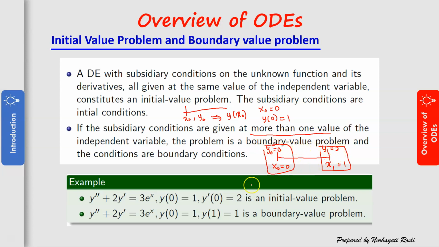In this case, we have more than one value of the independent variable, so we call the problem a boundary value problem. If you see the example, y double prime plus 2y prime equal to this, and you have y(0) equal to 1, y prime(0) equal to 1. So you see here at one independent value, we can say that it is an initial value problem. But for the second case, we have the same differential equation, but now we have a condition at y(0) and also at y(1). That is, here you have two independent variable values. Means that in this case, we call it a boundary value problem.